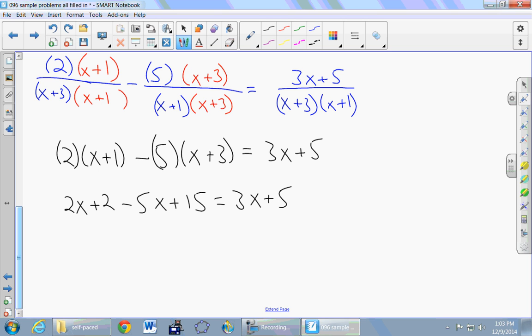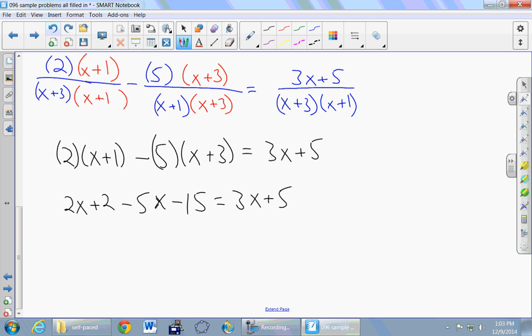And hopefully you're recognizing that there's a mistake in here. We've got to be really careful whenever we have subtraction. So we were subtracting this entire thing, which means I made a mistake when I put plus 15. Really should have been minus 15. Okay, so I think that's good now.